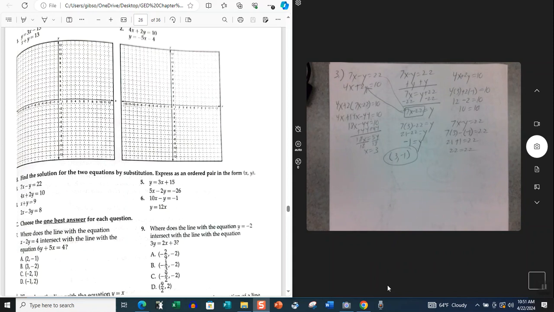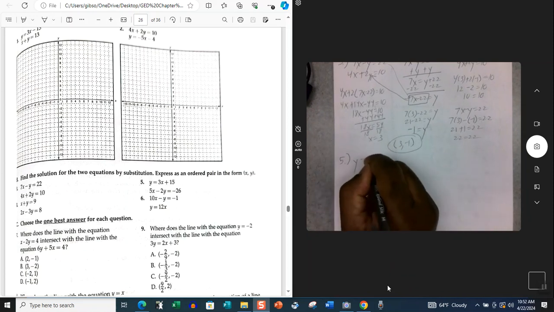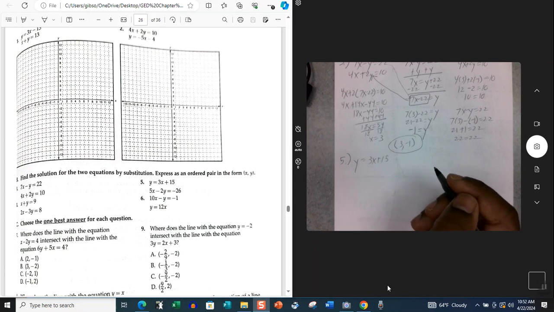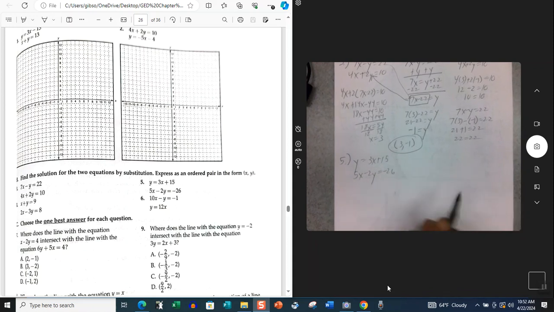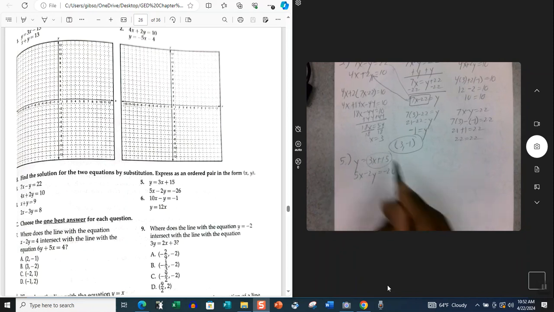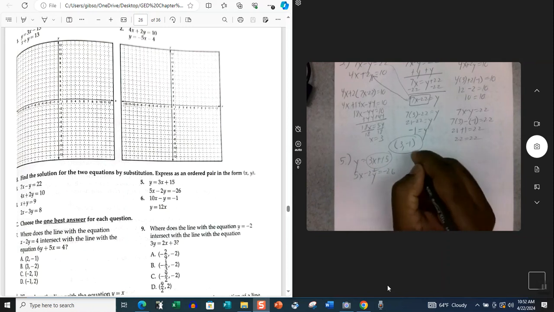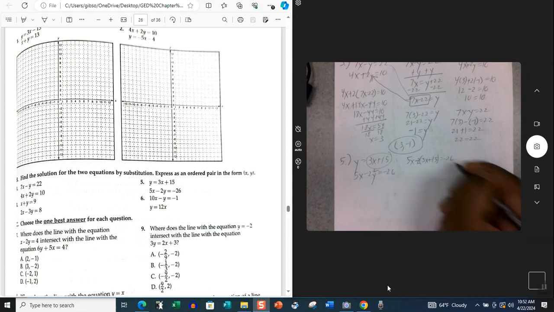Now I'm going to pick one more out of this group here, and I'm going to pick number 5. Number 5, we have y equals 3x plus 15, and 5x minus 2y equals negative 26. Now what's nice about number 5 is we already have a variable that's by itself, y. So we would take what y equals here and substitute it down here in the second equation. So we have 5x minus 2 times (3x plus 15) is equal to negative 26.